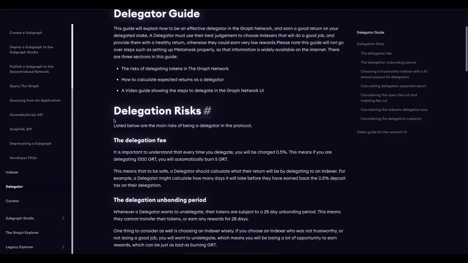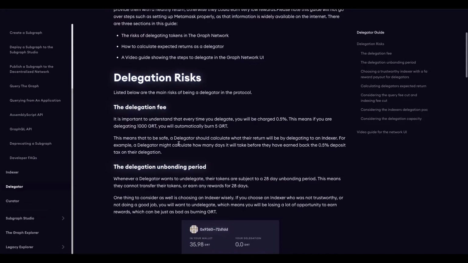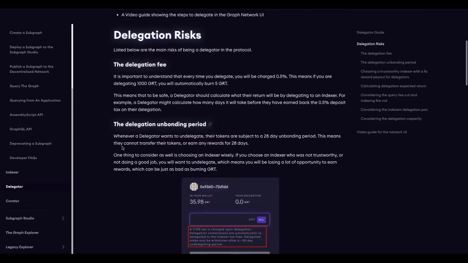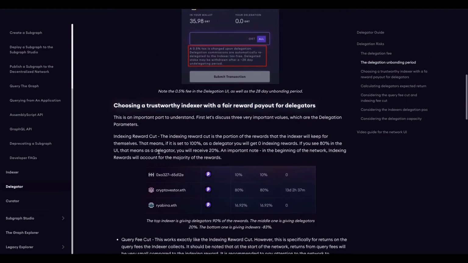So there are risks in delegation. First you have to pay a delegation fee. They give you an example: you delegate 1,000 GRT, you'll lose 5 GRT. 5 GRT is burned. There's a delegation unbonding period. If you want to undelegate, unstake, you have to wait for 28 days to start transferring your funds or get them out to your MetaMask wallet. Pretty simple as that.